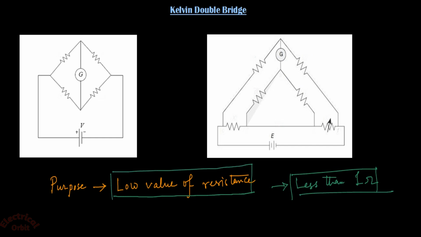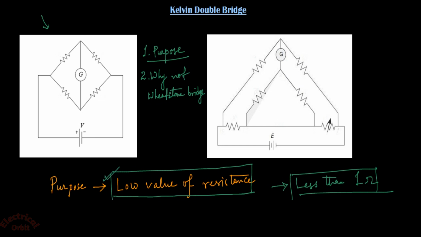So we have come to know about the purpose of using the Kelvin double bridge. Next is why the Wheatstone bridge that I have shown here in this diagram is not capable of measuring low value resistance.